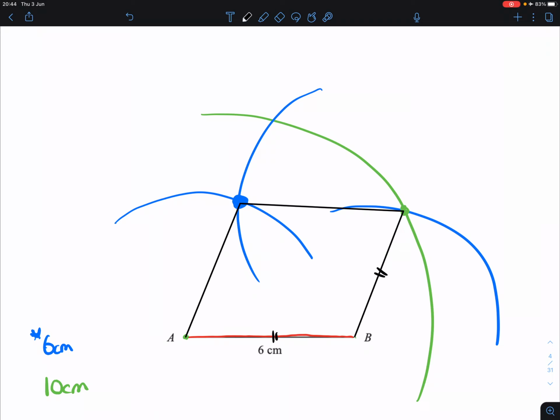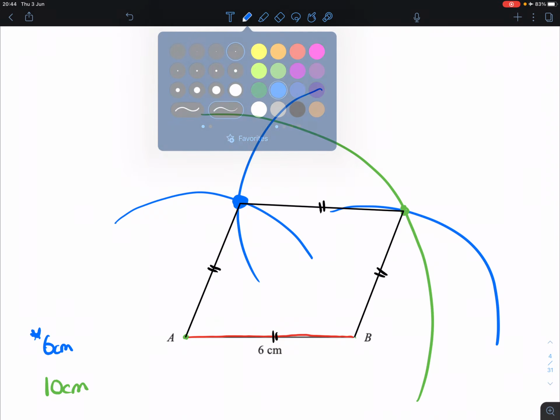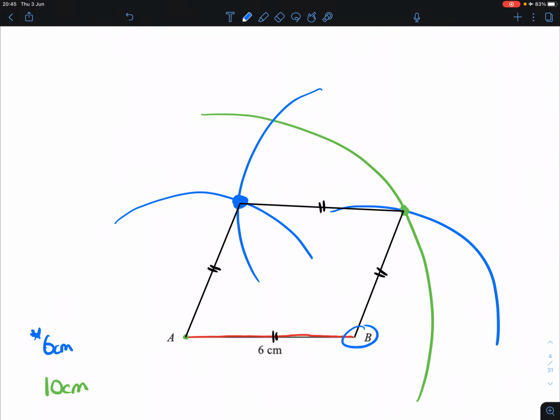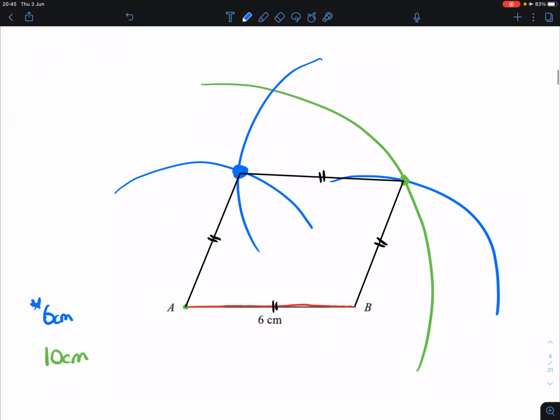Now, I'm not going to win any awards for Artist of the Year here or accurate sketching. It actually looks more like a parallelogram than a rhombus, but if you draw the arcs that I've shown there in blue accurately with 6 centimeters from point A, from point B, and then from our new point that we get, and if before that you actually need to draw an arc of 10 centimeters to intersect with this arc to find that third point.